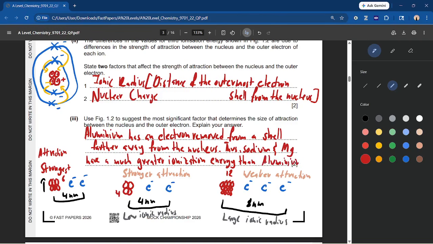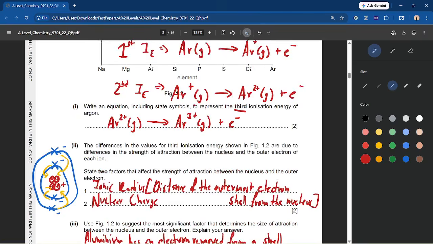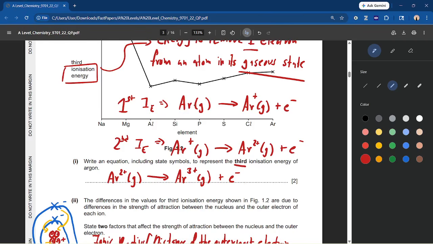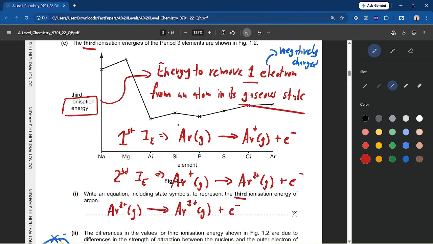So, the same principle stands for the other elements over here. So silicon is also having it removed from that third outer shell, from that third electron shell. Same for phosphorus, same for sulfur, chlorine, and argon. But the reason that these are sort of increasing is because, remember, the other thing we talked about is the nuclear charge. So nuclear charge is also increasing.